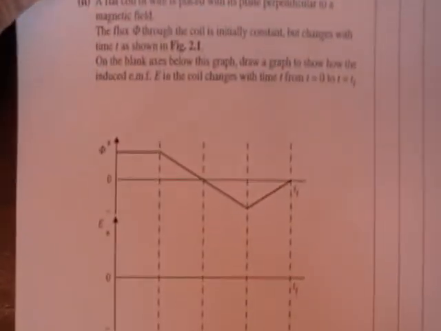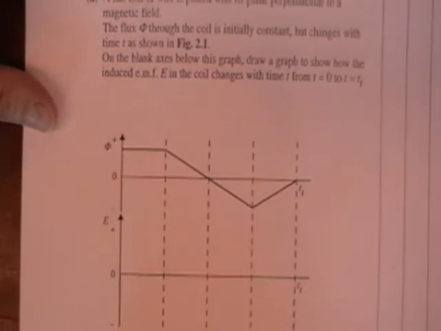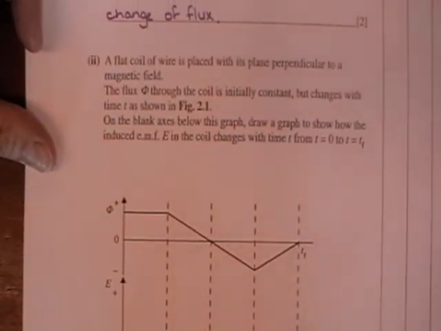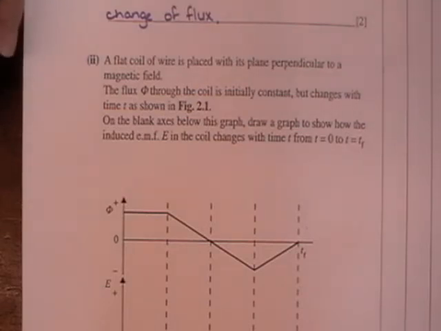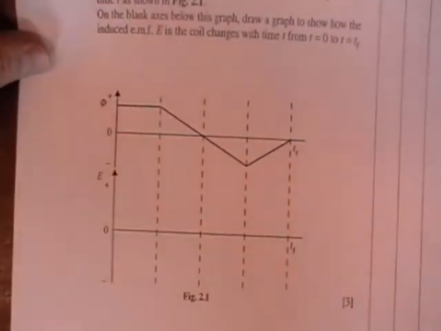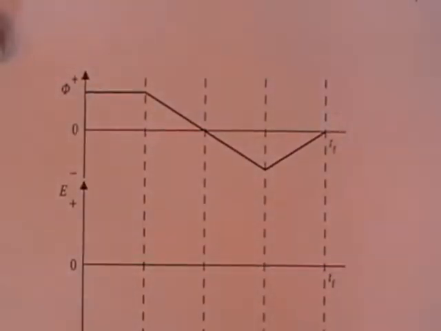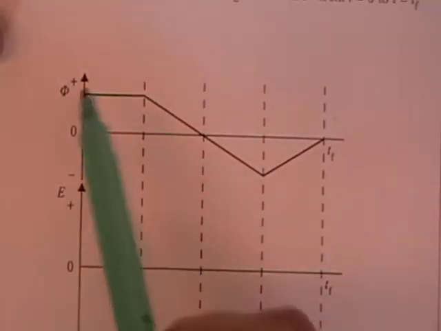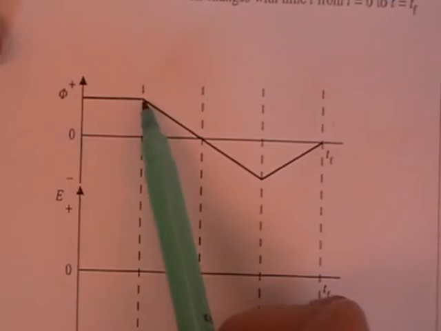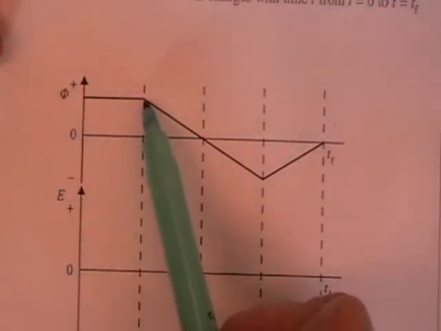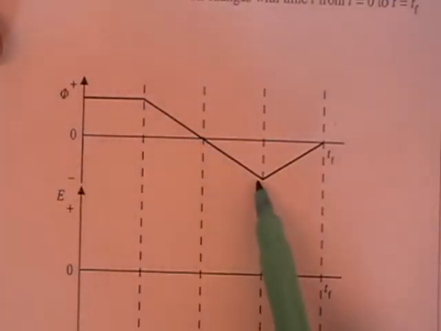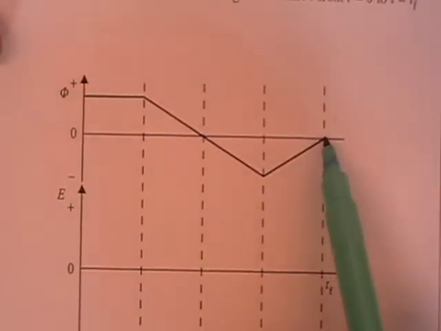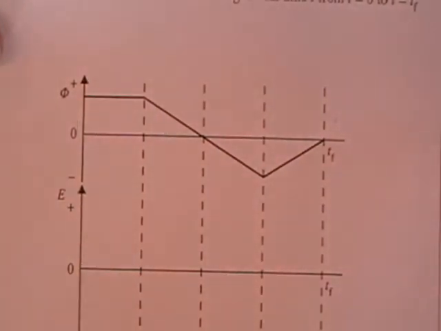Now it says there, a flat coil of wire is placed with its plane perpendicular to a magnetic field. The flux phi through the coil is initially constant, but changes with time t as shown in figure 2.1. So if I just scan in a wee bit there, this is figure 2.1, and you can see the flux changing from a constant value and then decreasing to zero and then becoming negative, and then it's starting to increase back to zero again.